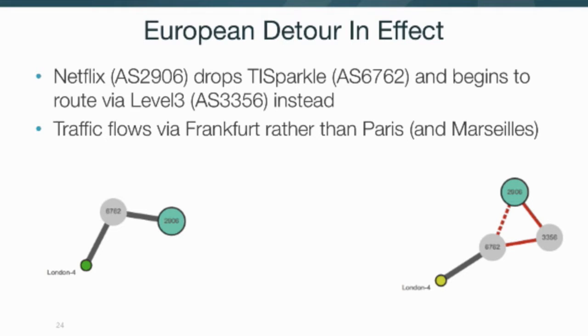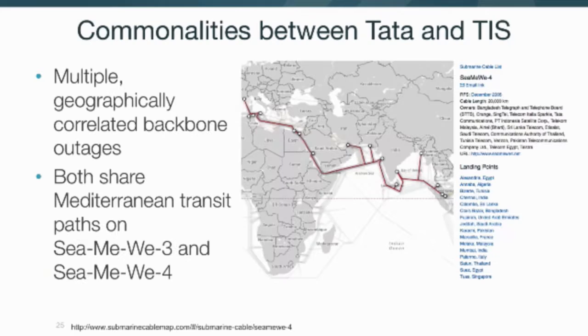And then we noticed BGP changes as well. So this is one example where Netflix was directly peering with TI Sparkle. And that's the left-hand side of the picture here. And then on the right-hand side, you see the TI Sparkle Netflix BGP session is now no longer being advertised, but TI Sparkle uses Level 3, 3356 to reach Netflix. And so what we saw was some quick reactions from some of these providers, such as Netflix, to try to get around the problem. So it's a good sign.